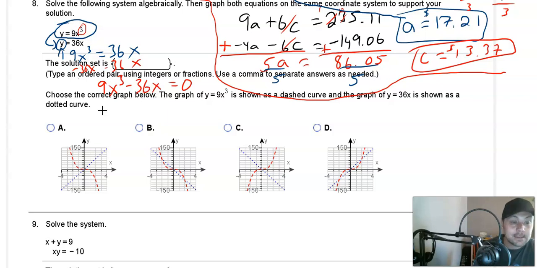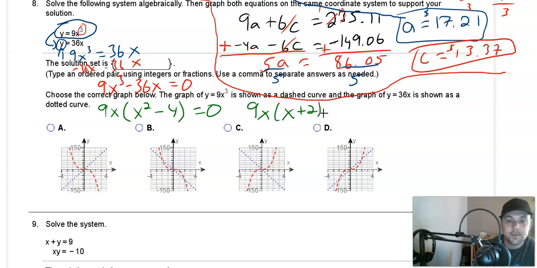We just factor out an x and a 9, right? Because 9 is a common factor here. Let's make it as easy as possible on ourselves. So factor out a 9x, and we'll have x squared minus 4 left over. The x squared minus 4 can be factored as x plus 2 times x minus 2.